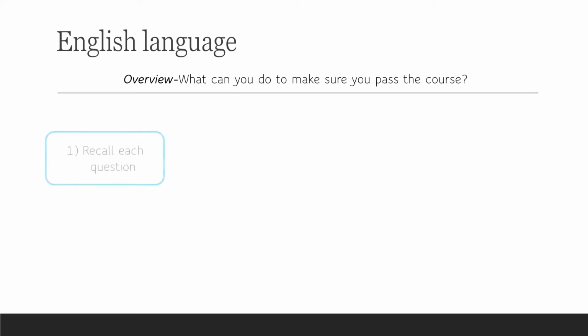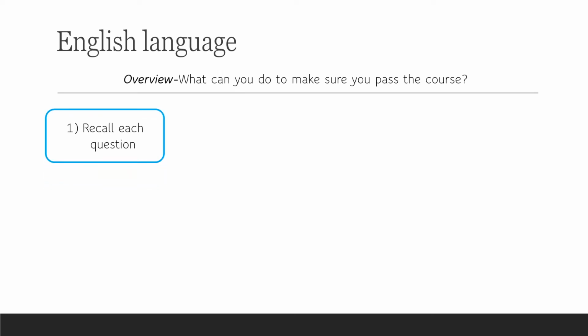So the first thing you need to do in order to pass the course is you need to be able to recall each question. So there are 5 questions within the exam, and we're going to go through them bit by bit in this video, but you need to make sure that you are confident about each question and what you need to do for each one.